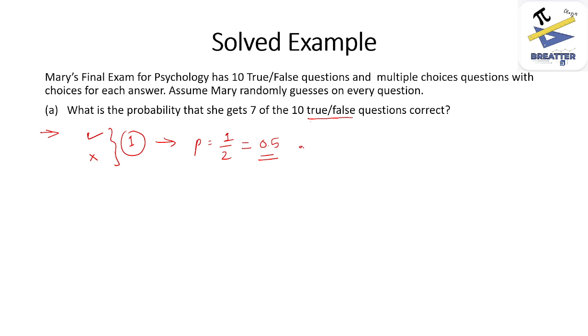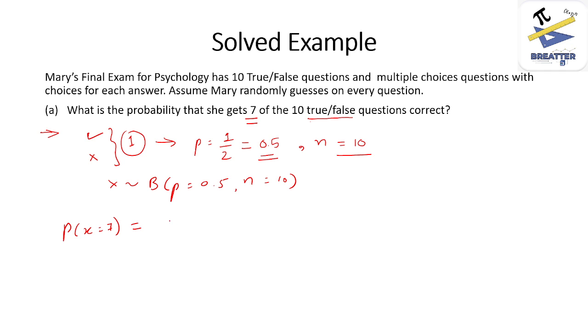Now what will be the second parameter? Our second parameter is n, that is the number of trials. The number of trials is already given as finite and it is 10. So the distribution can be symbolically represented as X follows binomial distribution, p equal to 0.5, n equal to 10. So the probability of getting 7 of the 10 answers correct is X equal to 7.